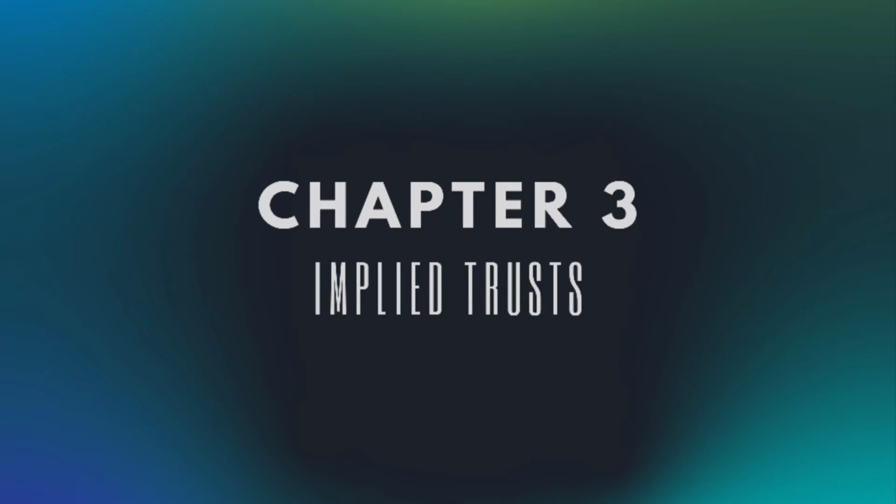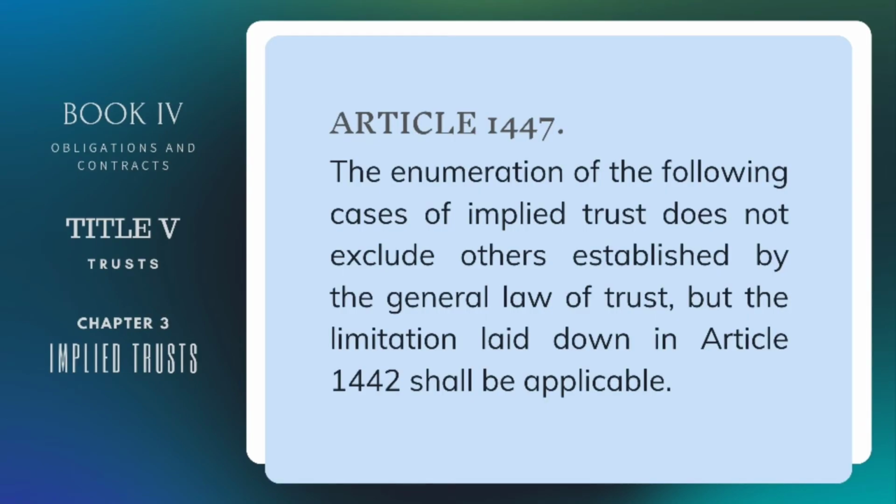Chapter 3. Implied Trusts. Article 1447. The enumeration of the following cases of implied trust does not exclude others established by the general law of trust, but the limitation laid down in Article 1442 shall be applicable.